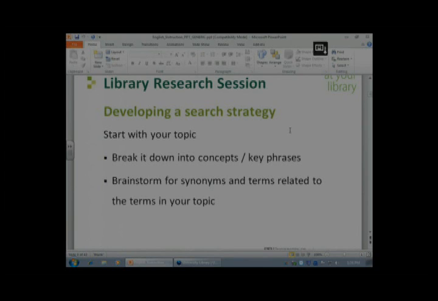But brainstorming for synonyms and related terms helps you with your research, because once you hit the library catalog, maybe the term that's in your topic isn't perfect, and you feel like only one or two items are coming up. Finding synonyms and related terms can help you to expand beyond that.